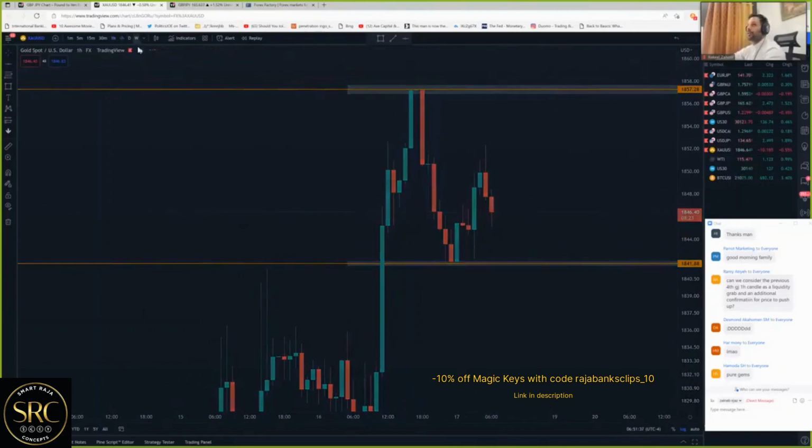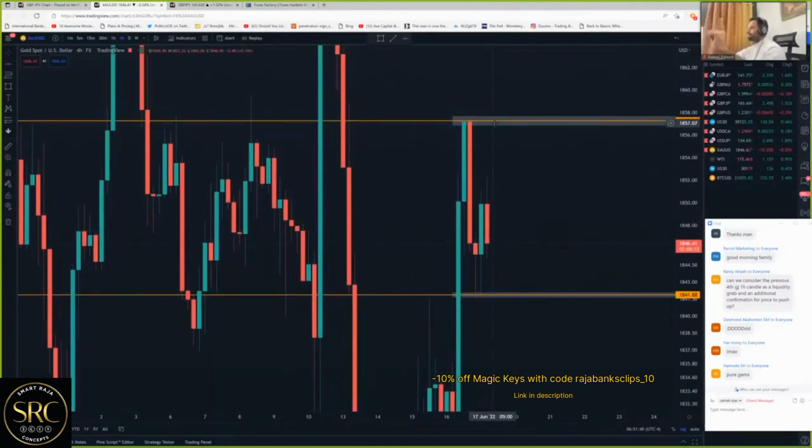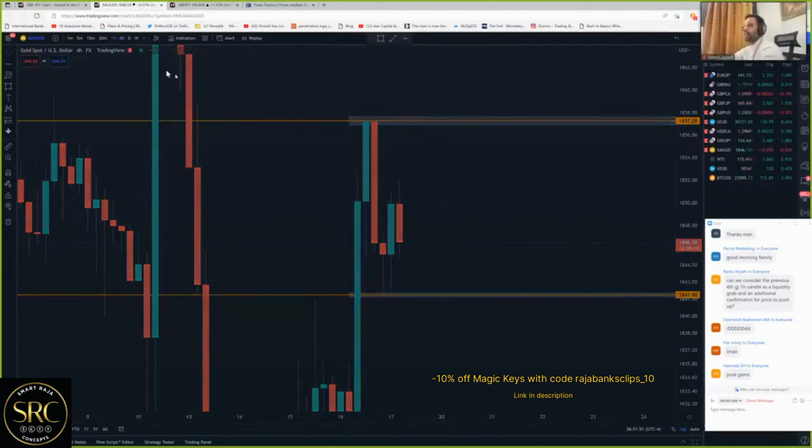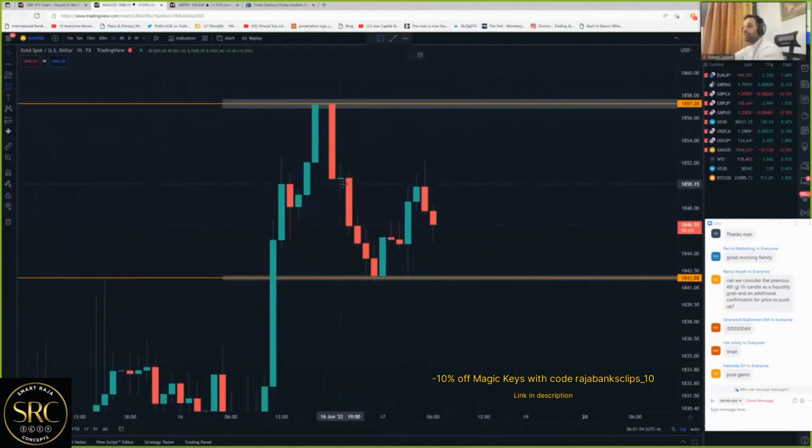On the 1-hour time frame, we have this support right here. Right now, the 4-hour bias is that we need to retest this high. But now we have to ask ourselves, does the 1-hour time frame support the 4-hour bias? Let's take a look at that. The 1-hour candles are moving down, and we also created a resistance here on the 1-hour time frame.